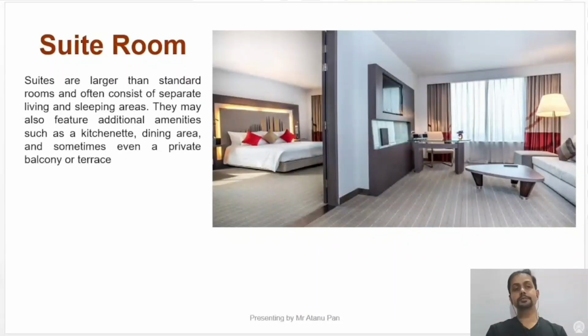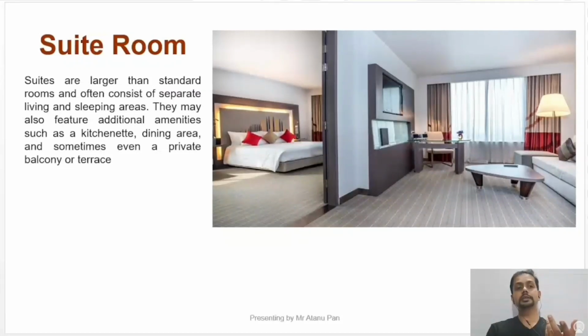Next is the suite room. Okay, so always remember, a suite is a room which is having a sitting area, that is called a suite. So you can see the definition: suite is larger than a standard room and often consists of separate living and sleeping areas. This is the basic definition of a suite. A suite is a room which is having a separate sitting room and attached with a bedroom, that is called a suite. Along with that, there are some additional features that may be there.